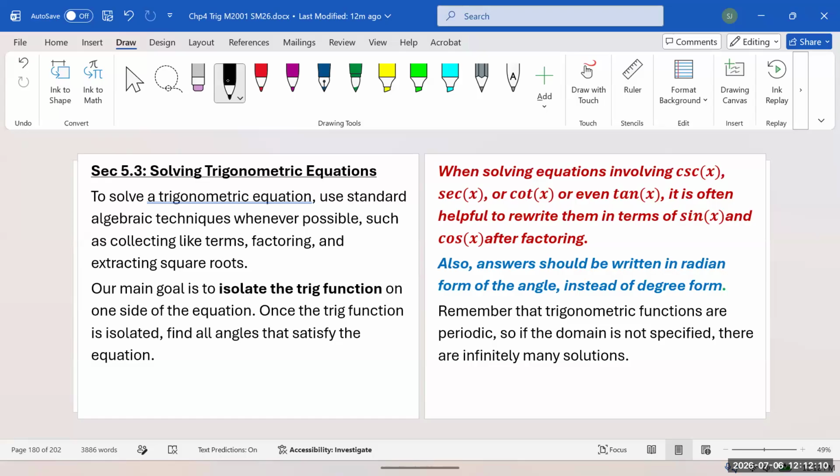So our main goal is to isolate the trig function on one side of the equal sign so that we can invoke that inverse function. Once the trig function is isolated, we are going to find all the angles that satisfy the condition. For example, if you have at the end, let's say sine of x equals 1/2.